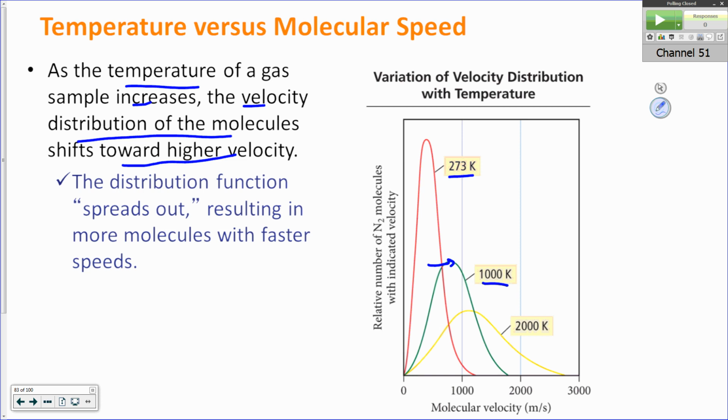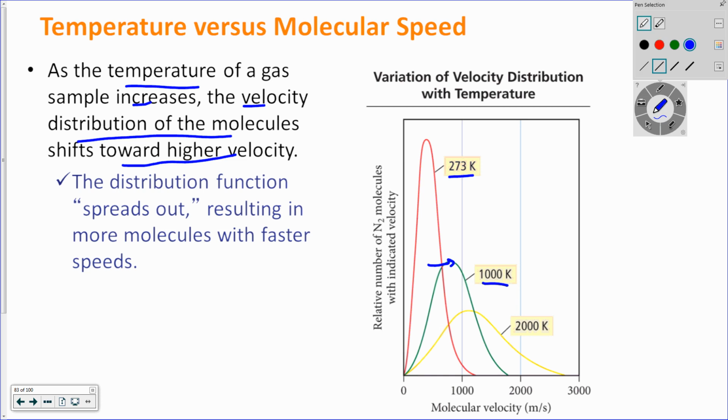The other thing that happened to it is that it spreads out. So it's not just the fact that it increased, it spread out to a wider distribution. And if I keep going up higher and higher with the temperature, I'll see that here's 1,000 degrees, that it's even shifted up further than what it was before. And then also the distribution is covering a very wide range.